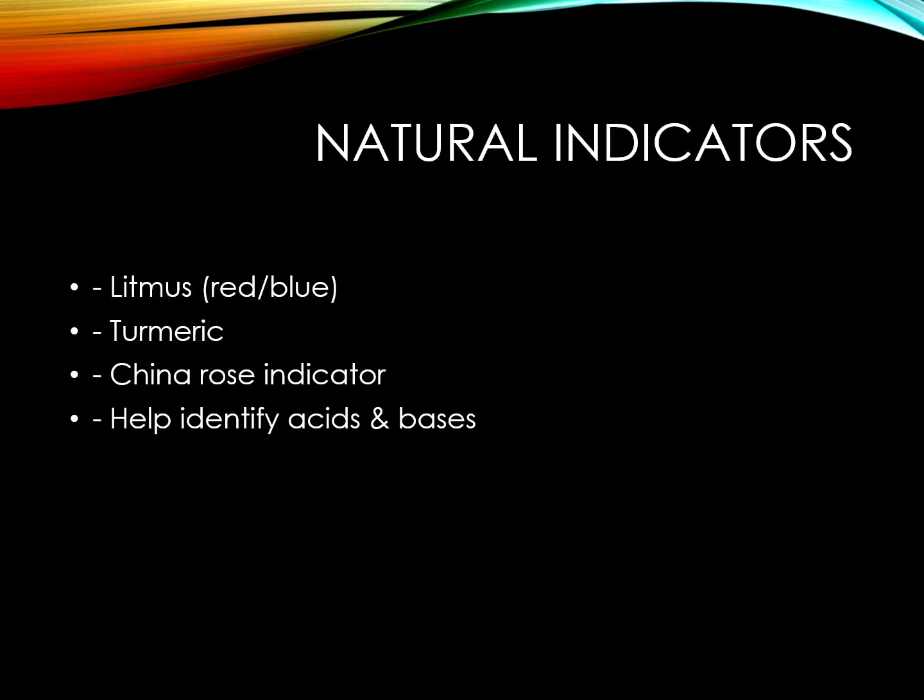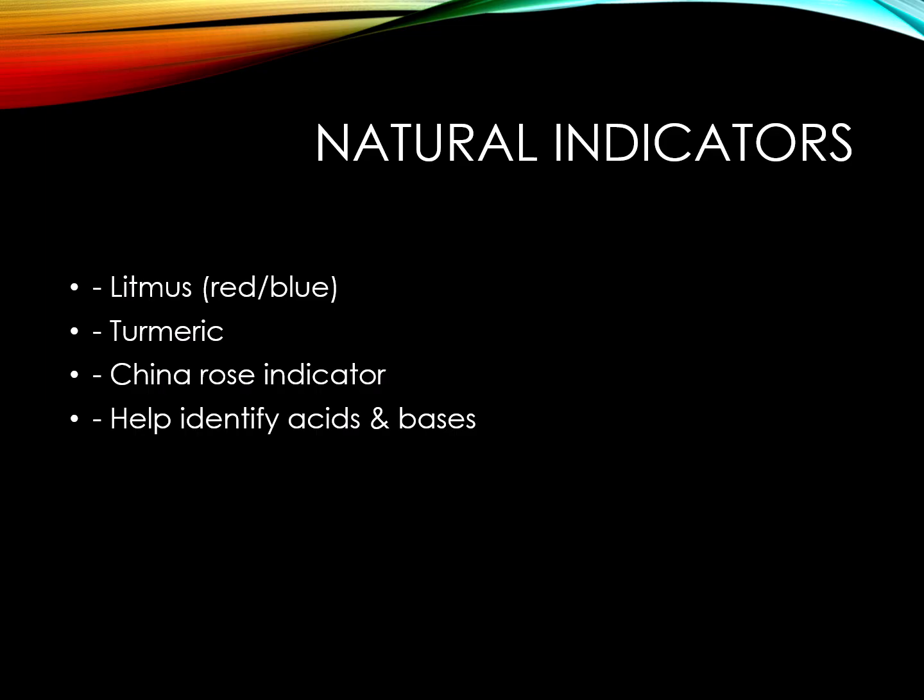Now let's learn about natural indicators. Natural indicators are substances obtained from plants or natural sources. They help us identify whether a substance is an acid or a base. The first natural indicator is litmus paper. If we keep litmus paper in an acidic solution, it turns red. And if we keep it in a basic solution, it turns blue in color.